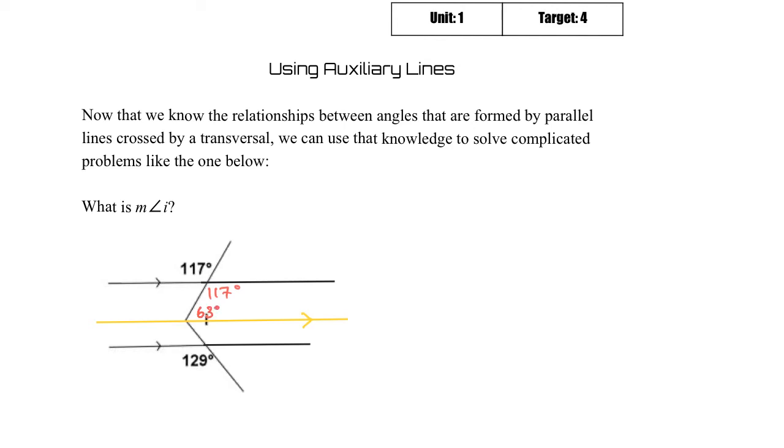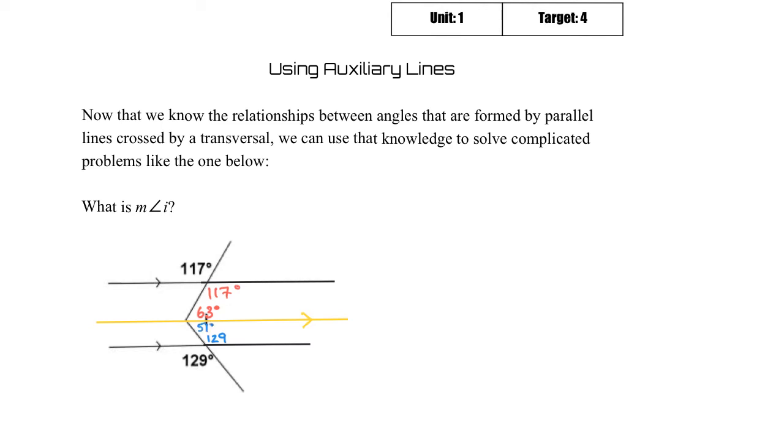And then I can do essentially the same exact thing on the other side. This angle right here is going to be 129 degrees by vertical angles. And so this angle right here and this angle right here are supplementary because they are same side interior angles. And so that means that this one has to be 51 degrees.